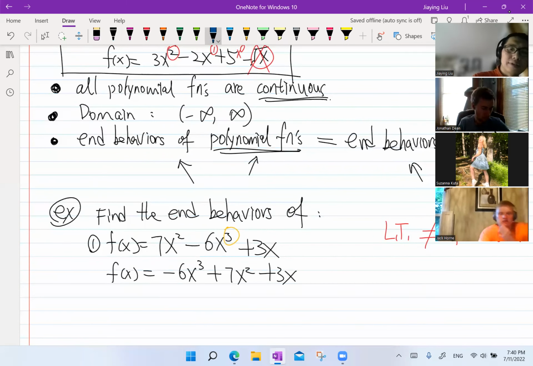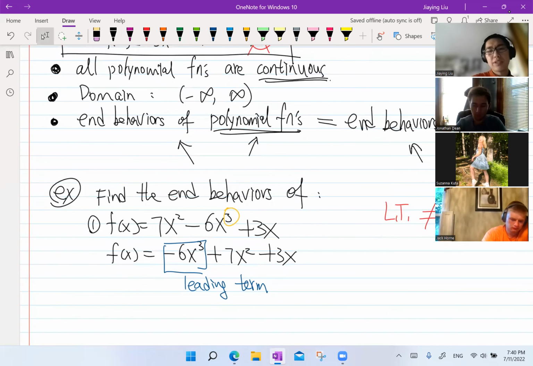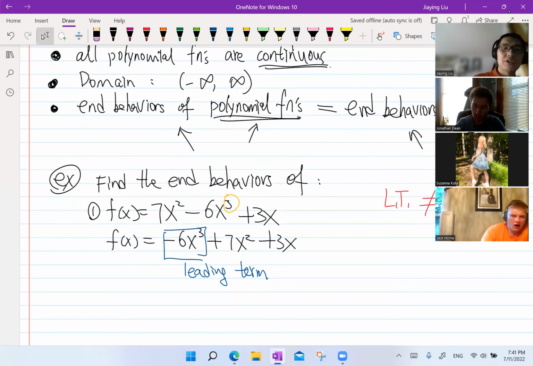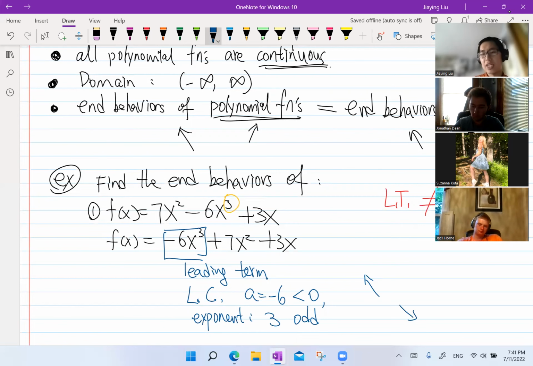So here we have negative 6x cubed. This is my leading term, not 7x squared, because 7x squared was not leading. It's just the first term as written; if we write it correctly, it's not even the first term. So for this leading term, the leading coefficient a equals negative 6, which is negative, and the exponent, which is 3, is odd. If we have a negative leading coefficient and an odd exponent, the end behavior is going to be a backwards chair. That's what the ends look like for that leading term.